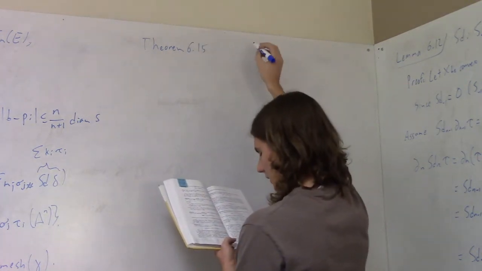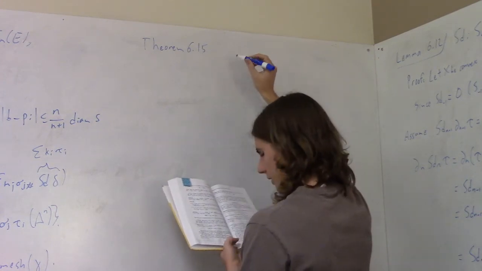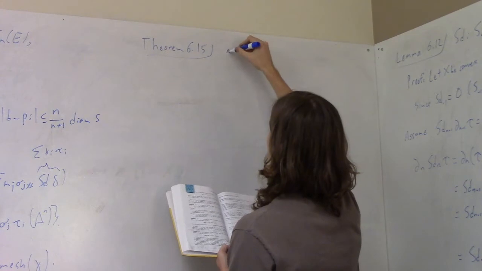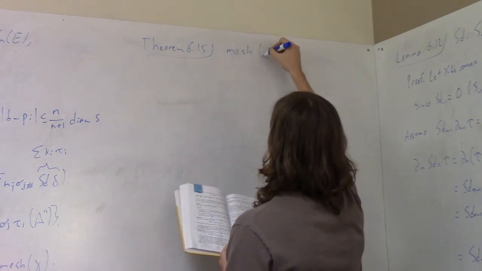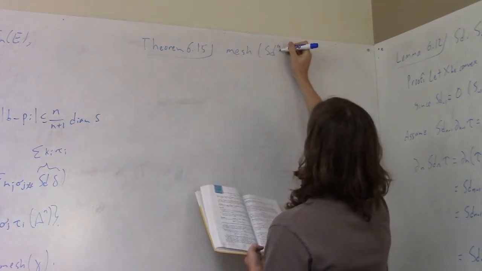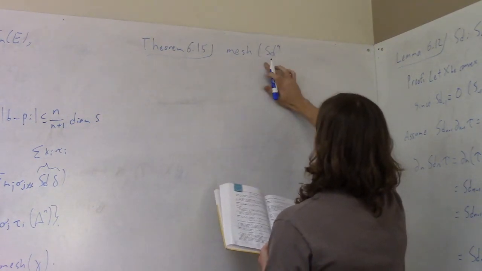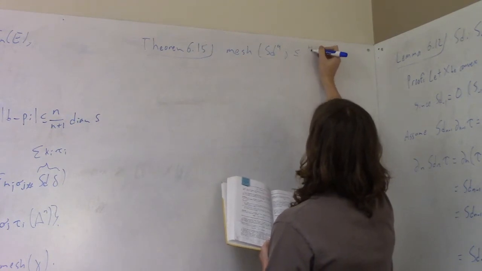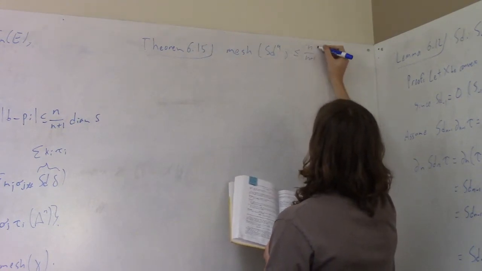So it's the same thing. E is a subspace of Euclidean space, gamma is a finite n-chain. Then I'm just going to write: property SC. Cool. So the barycentric subdivision composed with itself q times of gamma is less than or equal to n over n plus 1 to the q.